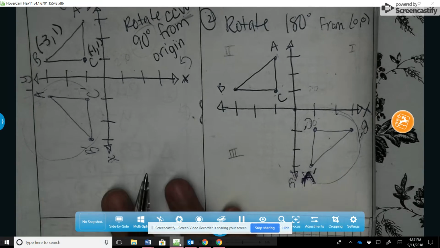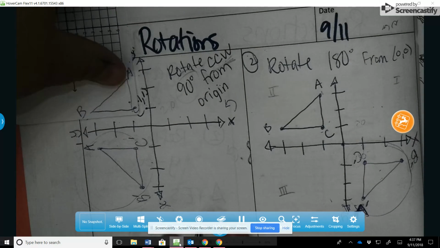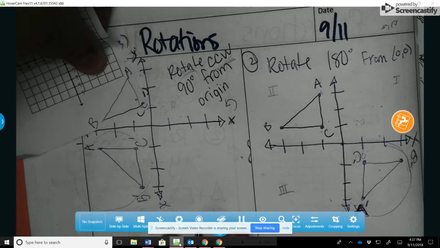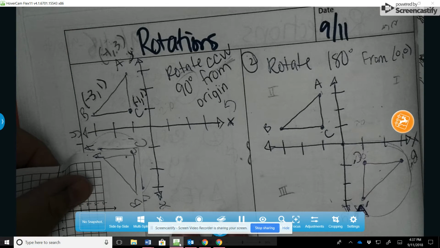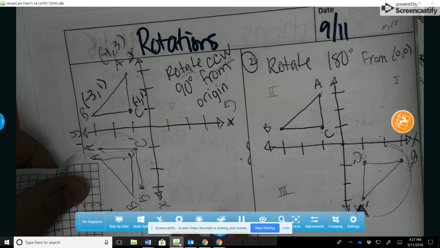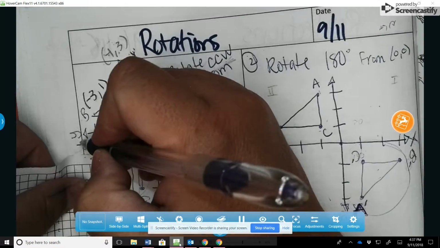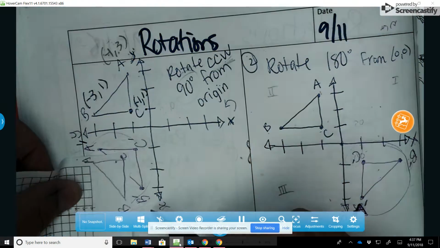Checking the first one, same thing, rotated 90 degrees. So you're rotating at 90 degrees, and there it goes, A with A prime. That's A prime right there. C prime and B prime.